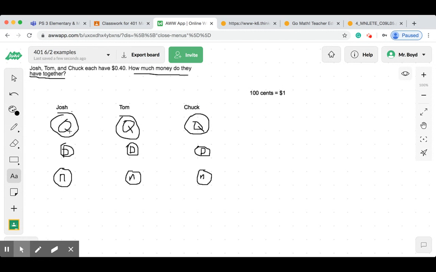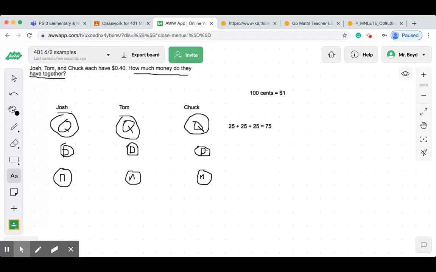So I have one quarter, which is 25 cents. I have another quarter, which is 25 cents. Another quarter, which is 25 cents. So I have 25 plus 25 plus 25, which equals 75. So I know these three quarters give me 75 cents. So I need another 25 cents.